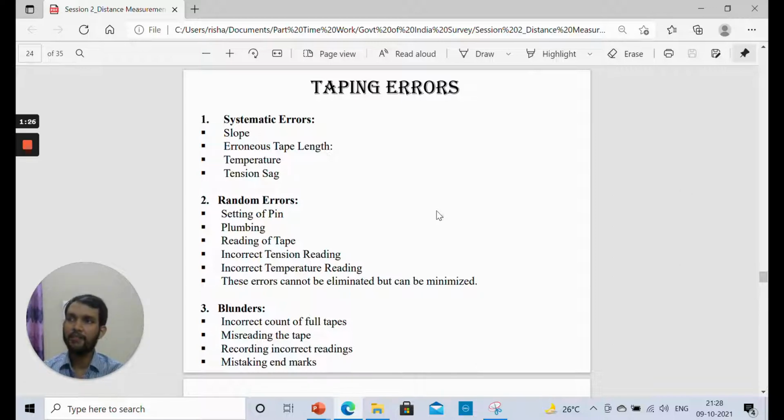So what will happen if it is a 50-meter tape? The actual distance was 10 into 50, that is 500 meter, but he is counting it as 12 into 50, that is 600 meter. So the error may be large due to these blunders. Okay, and it may be in any direction, but these can also be eliminated by verification.